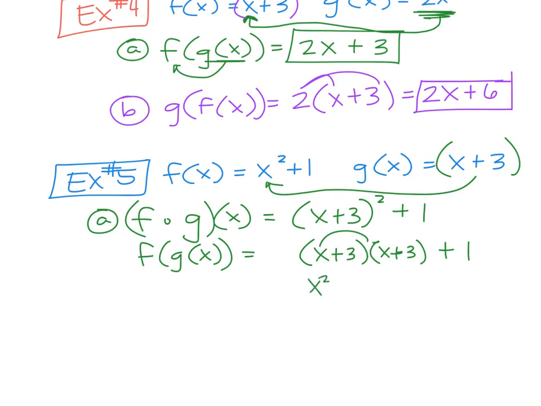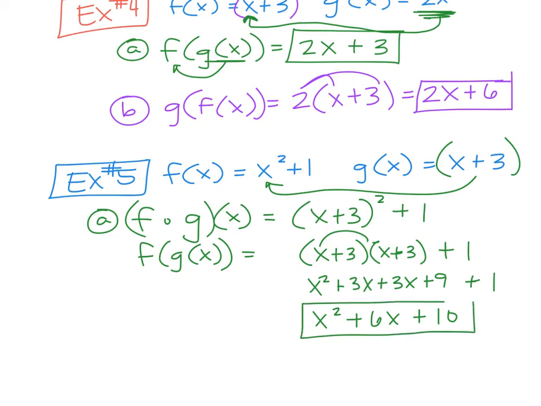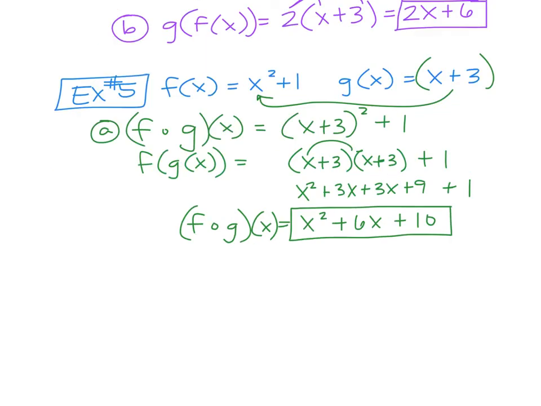It would be x squared plus 3x plus 3x plus 9. And then don't forget about your plus 1 at the end, okay? So this would be x squared plus 6x plus 10, okay? So we just took our g and put it into our f, and we got that. So this is f of g of x, fog x. That's what it looks like. It's not, actually. We're going to switch that.